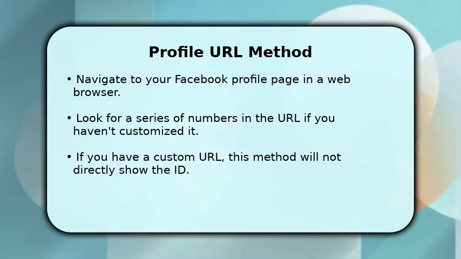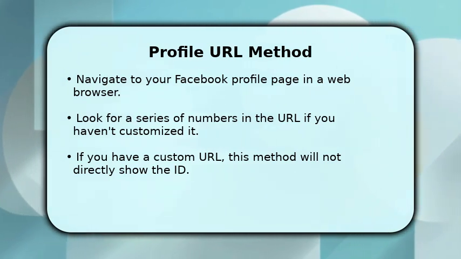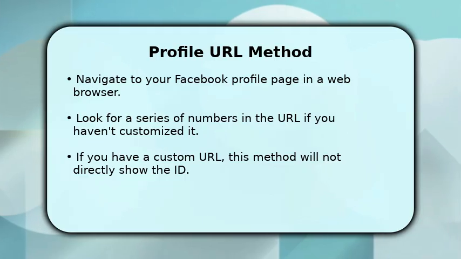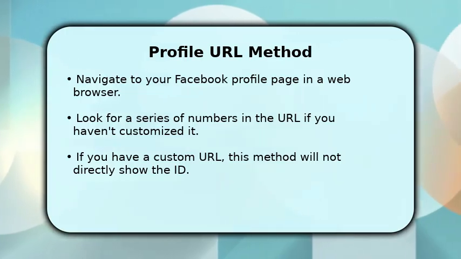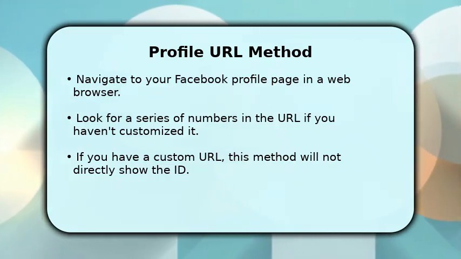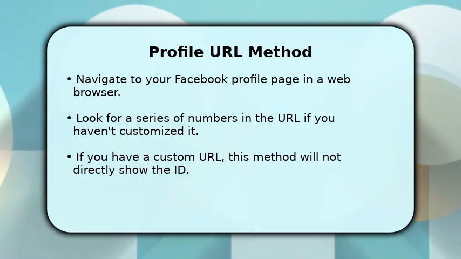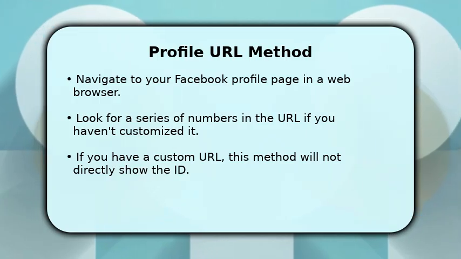Our first method involves using your Facebook profile URL. Simply open your web browser and go to your personal Facebook profile page. If you haven't set a custom username, your ID will often appear as a long string of numbers directly within the URL itself. For example, it might look like facebook.com/profile.php?id=12345678890. Copy these numbers. That's your ID.